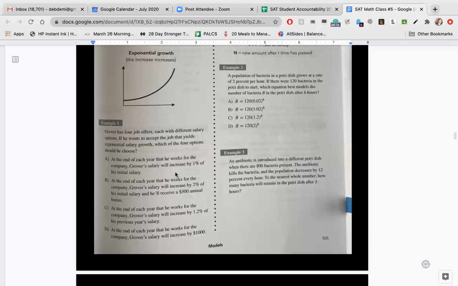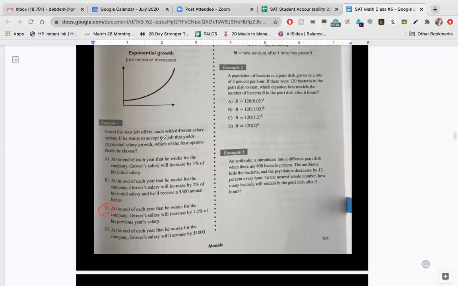B: at the end of each year that he works for the company, Grover's salary will increase 2% of his initial salary and he'll receive a 5% annual bonus. Well, that sounds great, but it's still going back to the initial salary. It's still going to be linear. C: at the end of each year that he works for the company, Grover's salary will increase 1.2% of his previous year's salary. Now we're talking. Instead of going back to the initial amount, every year he's getting 1.2% of the previous year. It's a little tricky, but that one is the answer. And D: at the end of each year that he works for the company, his salary will increase 1,000. That's not exponential, that's just linear.